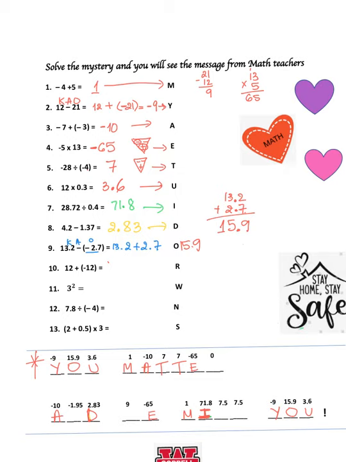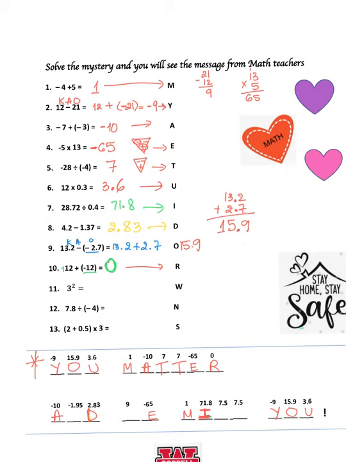Number 10. 12 plus negative 12. This is different sides. One is positive, one is negative. So different sides, we have to subtract. So 12 minus 12 is 0. So for 0, we got letter R. For 0, we got letter R.